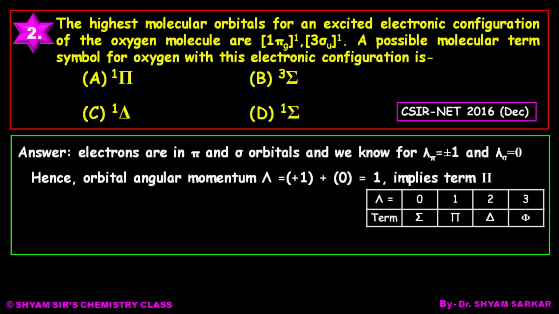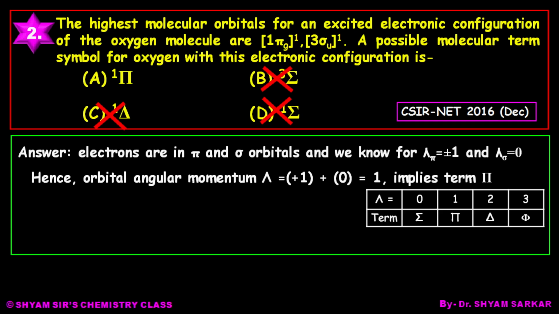Once you get Π, you can cross out all three options B, C, D, because only one option is left with Π, so A will be the correct answer. So without calculation you can predict that A is the correct answer. Still, I will show you the total calculation.